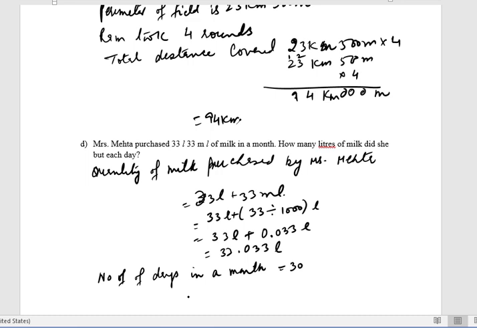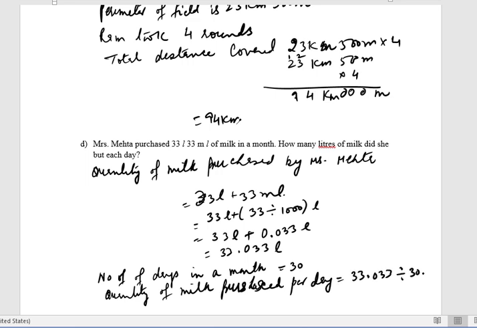So quantity of milk purchased per day equals 33.033 divided by 30 liters. So when we divide it, it will become 1.1011 liters. This is the milk which she is buying daily.